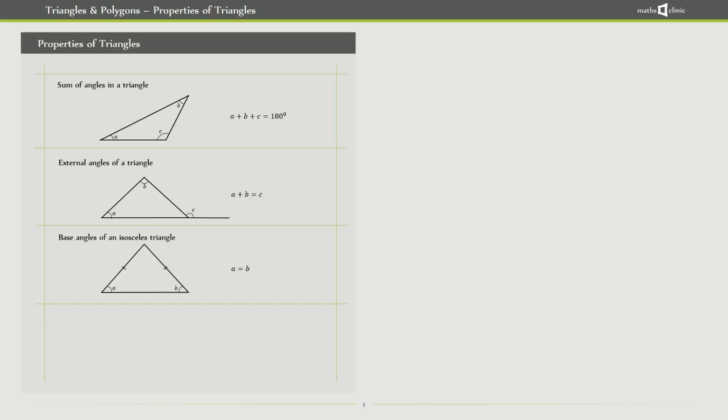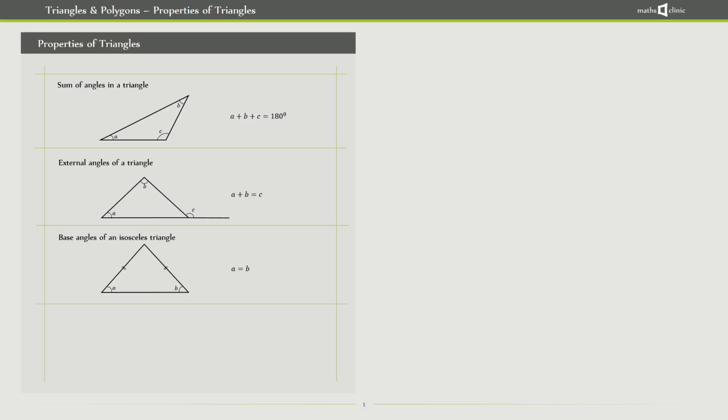And that is pretty much what we'll be addressing in this lesson, basically. So we have the sum of angles in the triangle, the external angle of a triangle, and the base angles of an isosceles triangle.